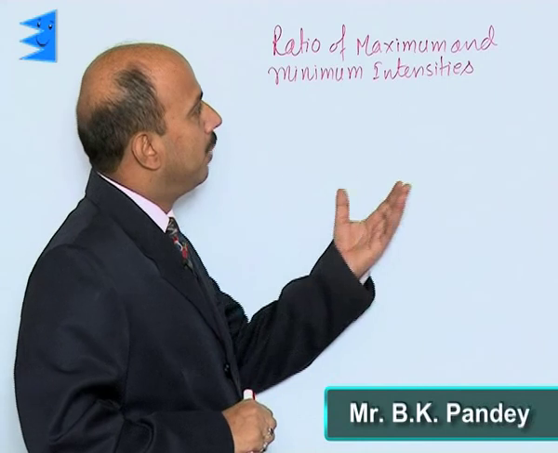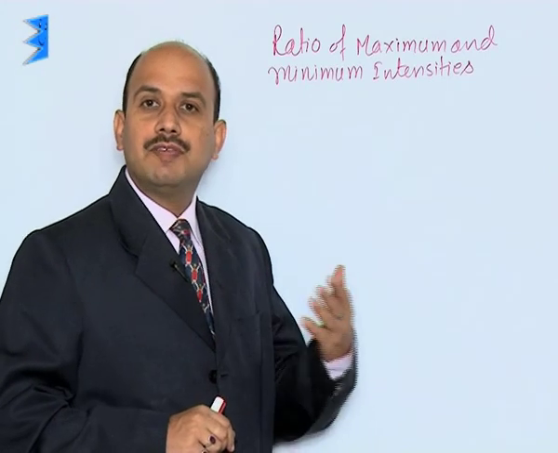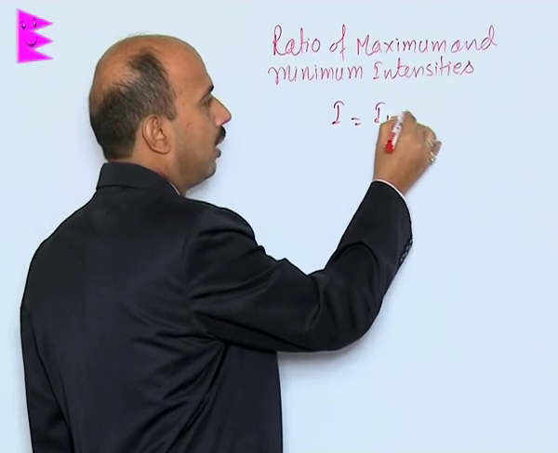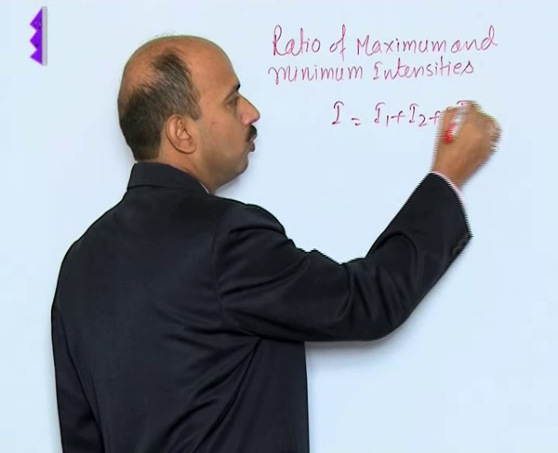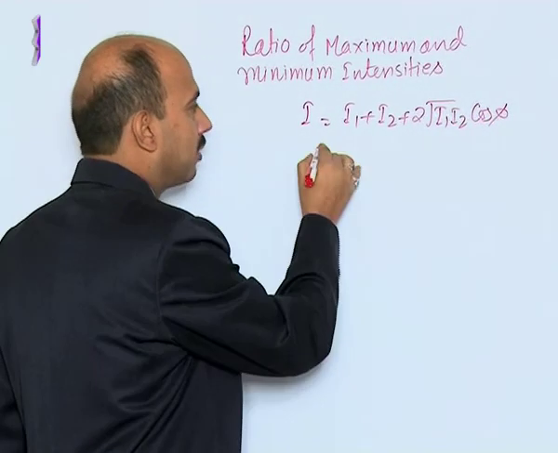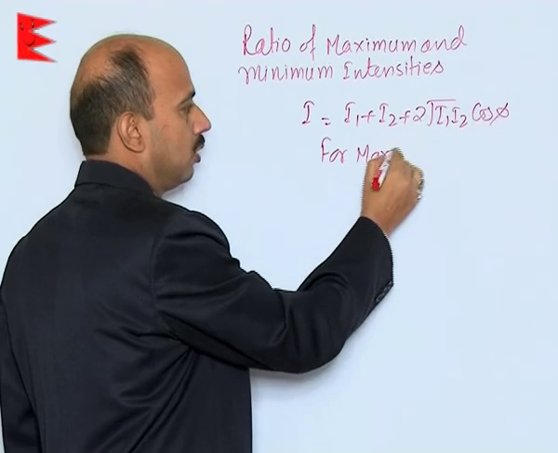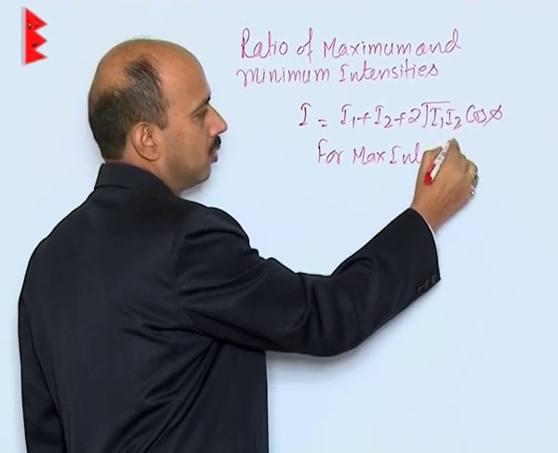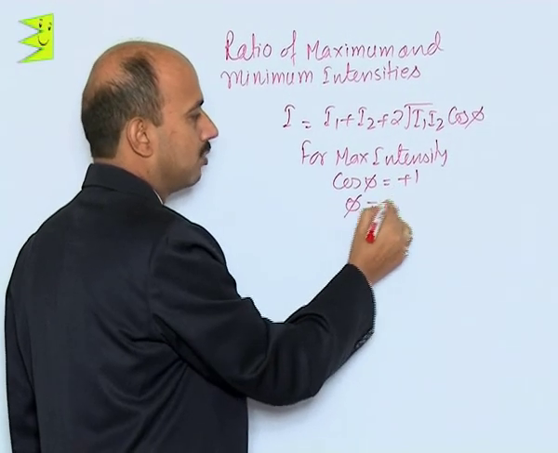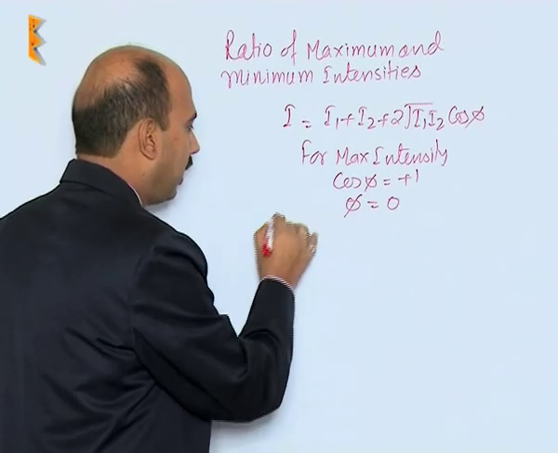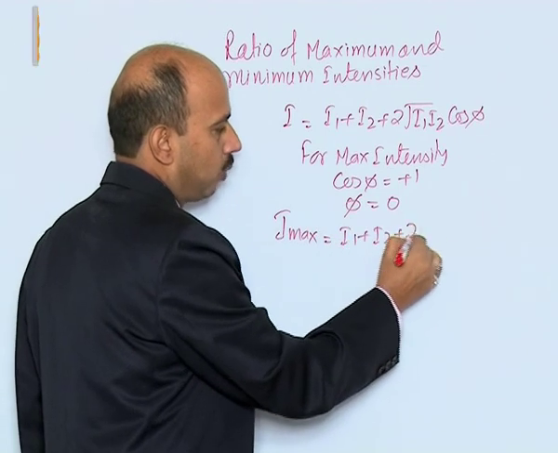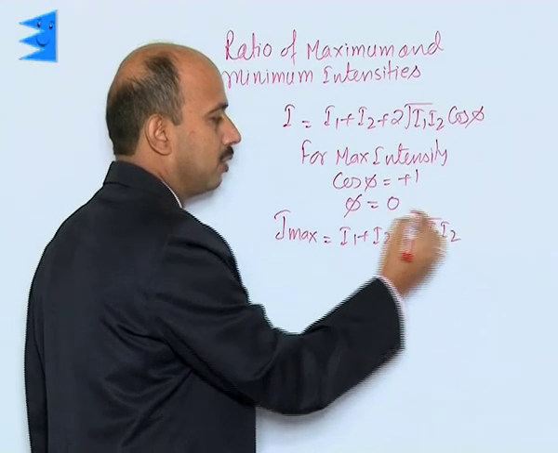Now see the ratio of maximum and minimum intensities in the interference pattern. We know that intensity I is equal to I1 plus I2 plus twice the square root of I1 I2 cos phi. For maximum intensity, cos phi is equal to plus 1, that means phi is equal to 0. So we can write I max is equal to I1 plus I2 plus twice the square root of I1 I2.